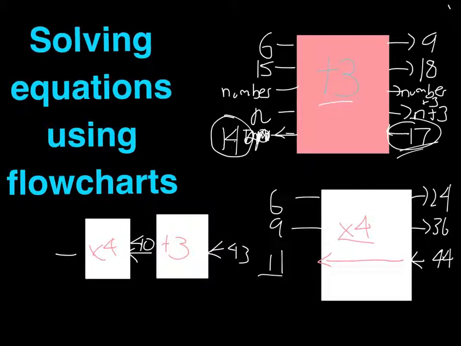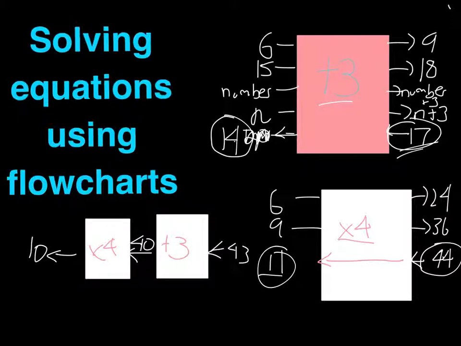Now instead of going the right way through the times 4 machine, we're going the opposite way. So instead of multiplying by 4, we're doing what we did here. To get from here to here, we divided by 4. So 40 divided by 4 gives us 10. And that's the answer, okay?